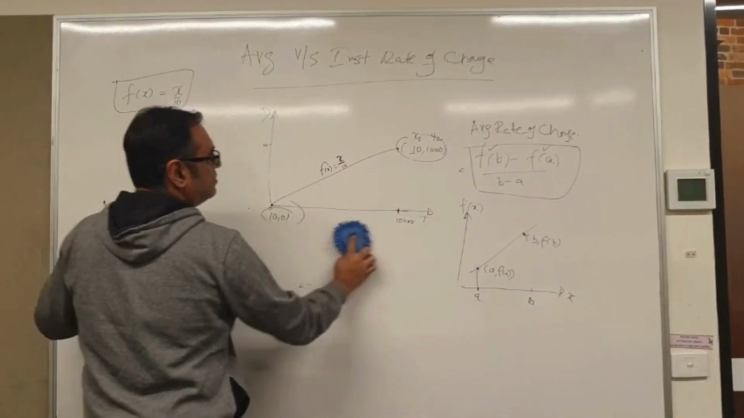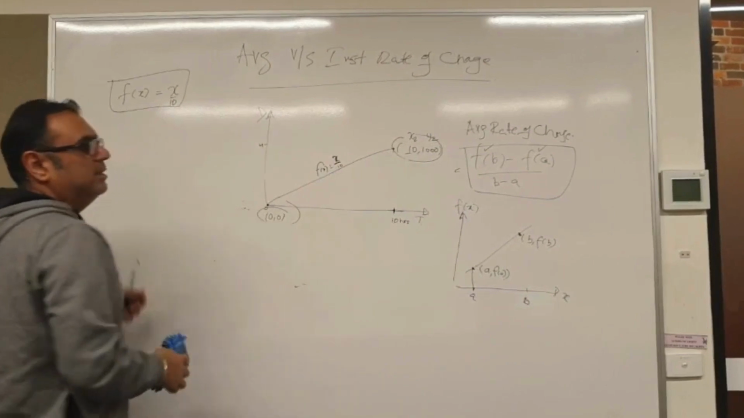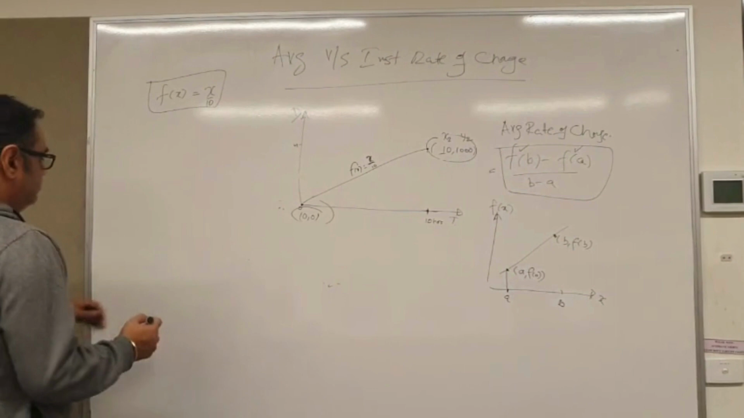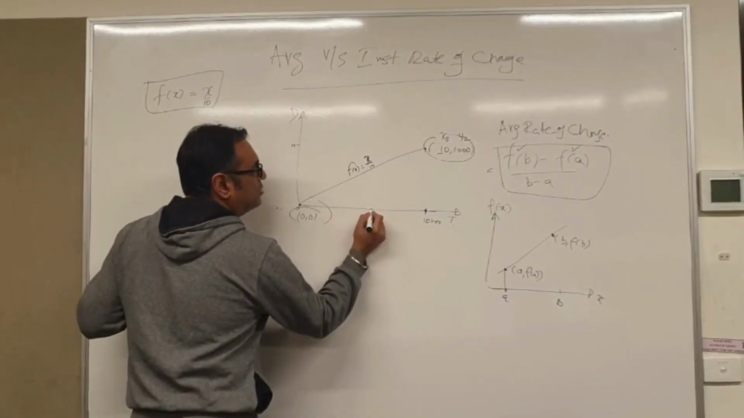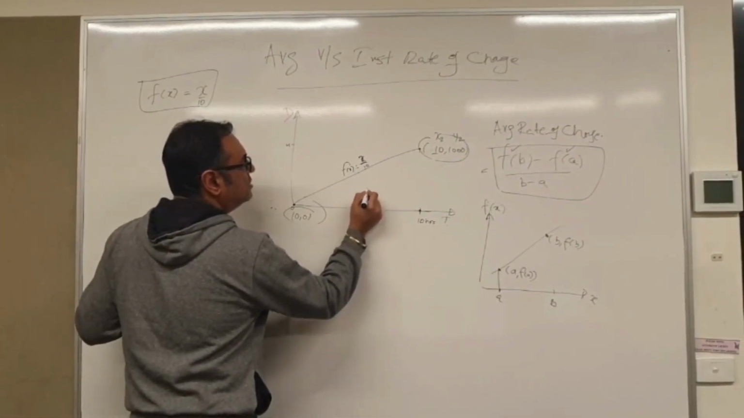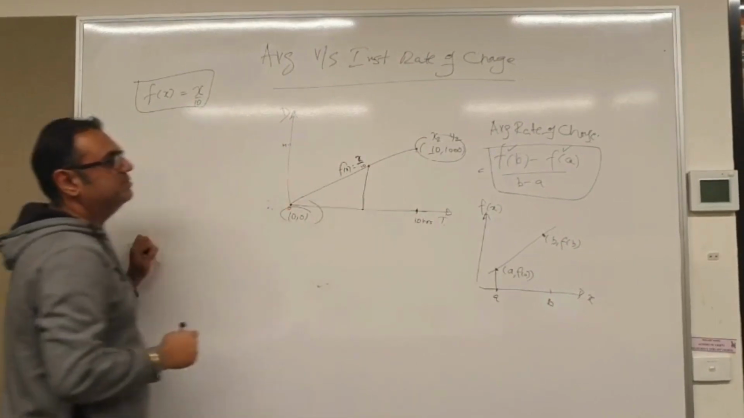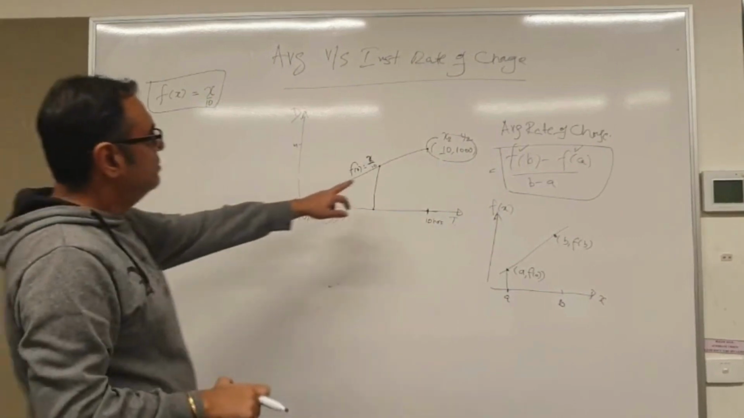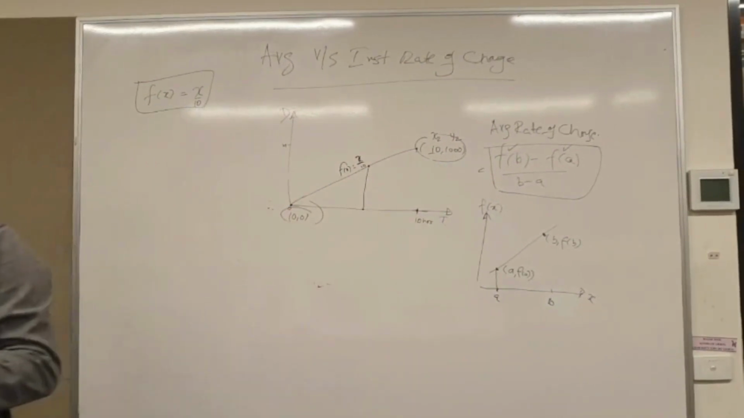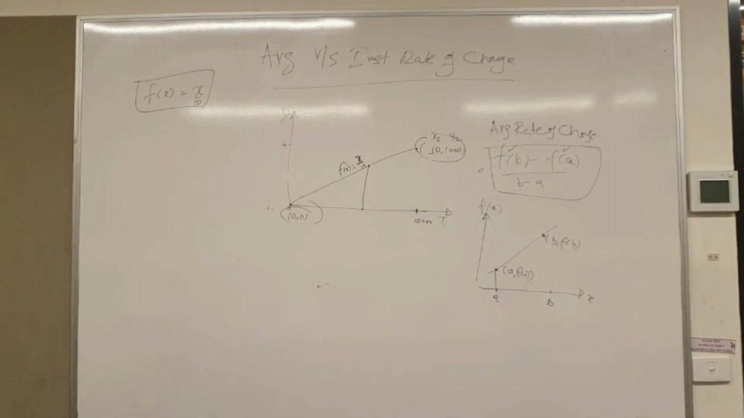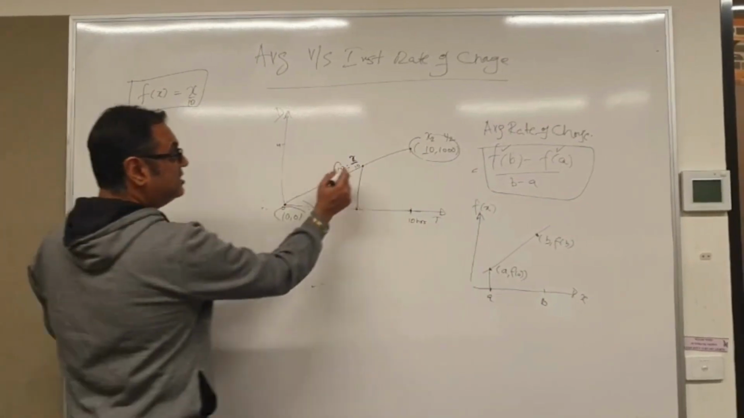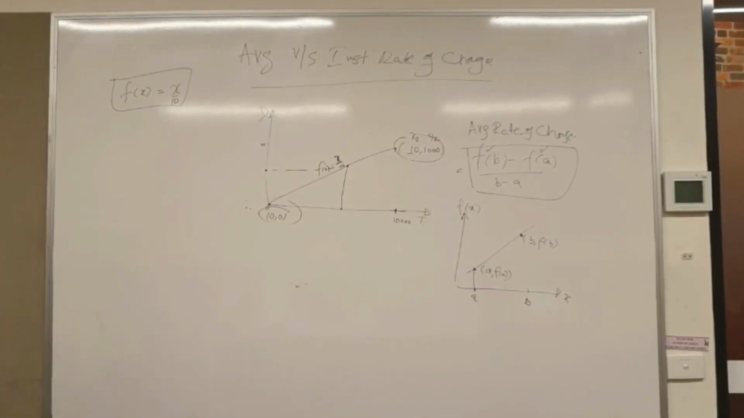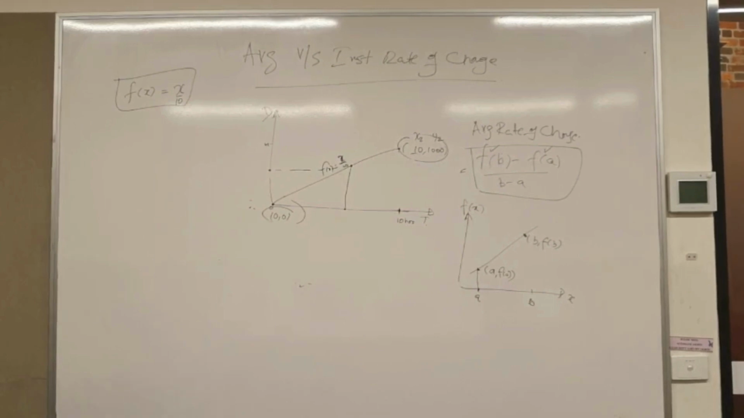Let us now try to talk about the instantaneous rate of change. Can you tell me how much will be the speed at this point? What will be the speed? How will you find that? You can find the distance, which is this value, but how much will be the speed?